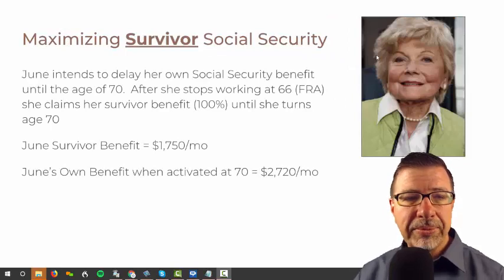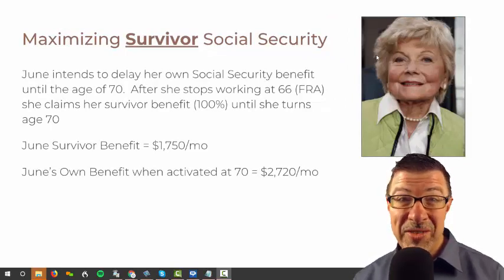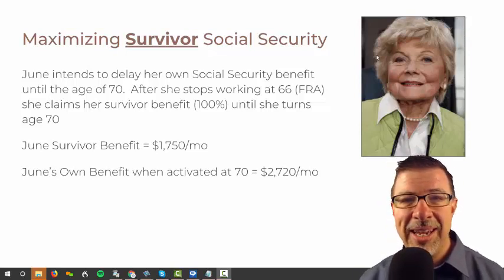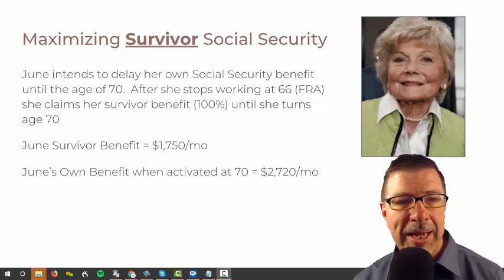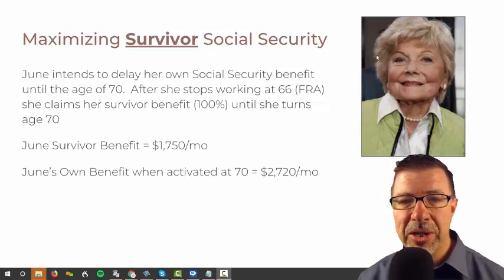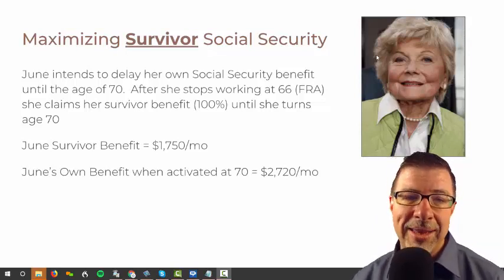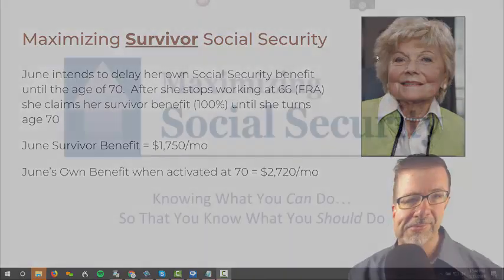Let's take a look at that. June's survivor benefit, she'd get $1,750 a month from 66 to age 70, and then her own benefit was higher because she delayed and waited, and at 70 she could switch and get about $1,000 more per month at that point from her own benefit.